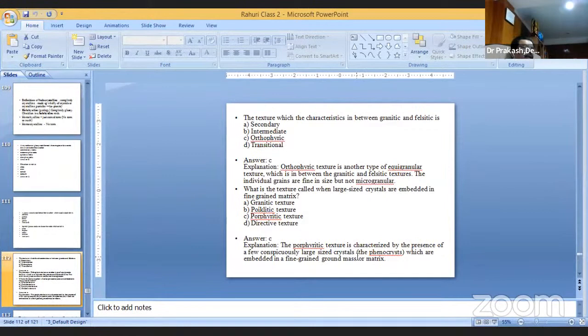So all of you have eaten the cookies, cashew cookies or cashew Good Day biscuits. So the cashew fragments represent the phenocrysts. The wheat flour represents the matrix. So that is what it means to say porphyritic.